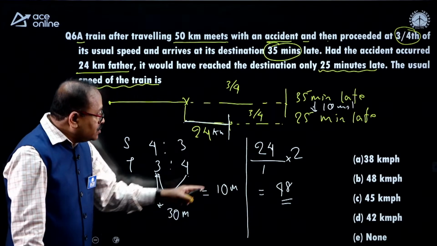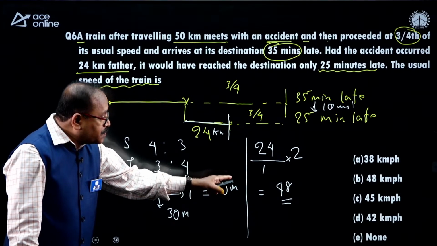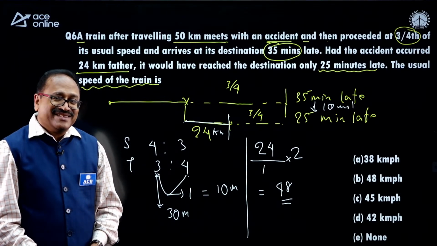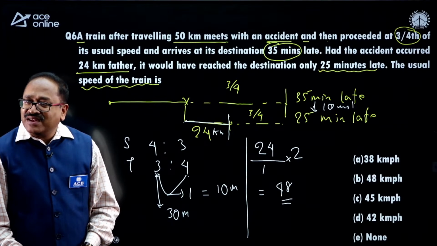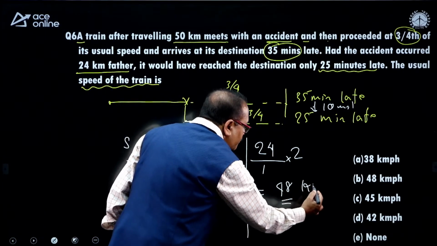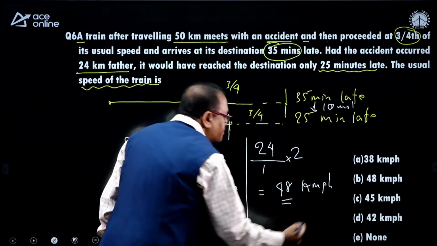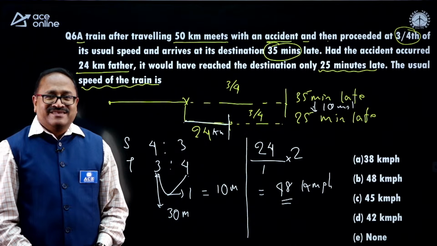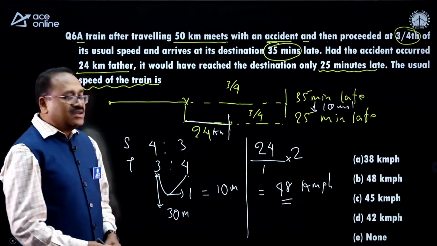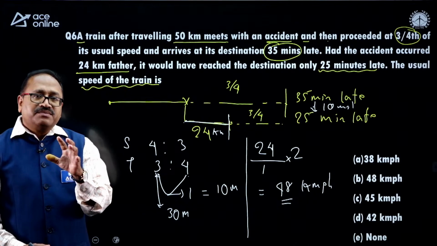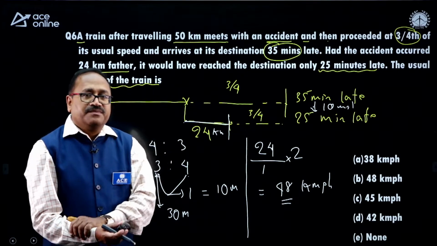So, what is the usual speed? The usual speed is 48 kilometer per hour. Am I right? Someone has answered the question. 48 kilometer per hour is the usual speed. Right, my friends? It's a beautiful question, and the similar type of question is sometimes presented in a different way.